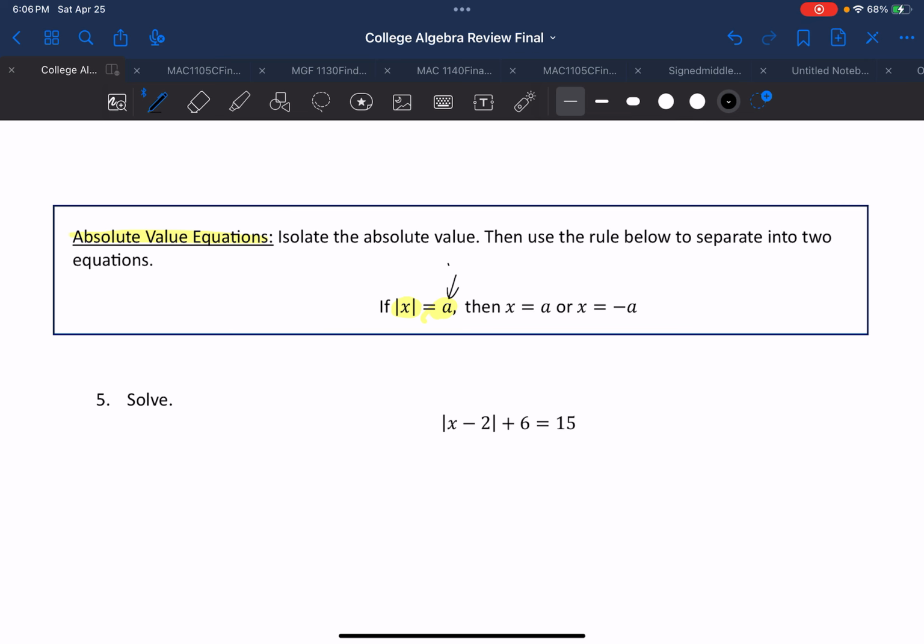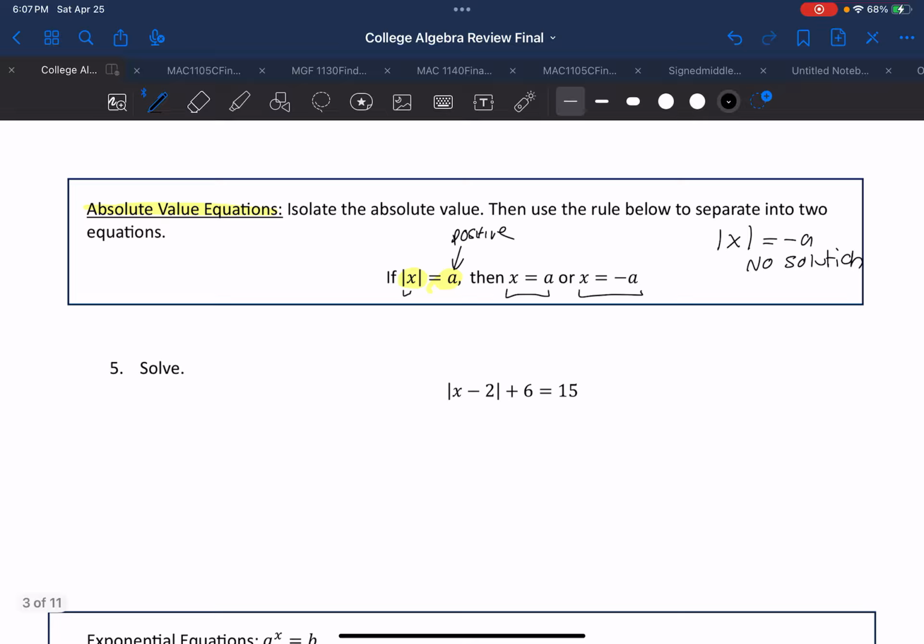is positive, then either the inside of the expression will equal positive A or it'll equal negative A. But if A is negative, it'll be no solution. So anytime you have the absolute value of something equal to a negative, it's no solution. So just beware of that.